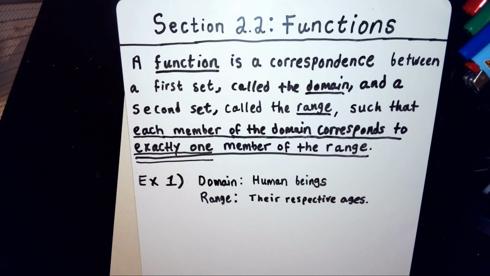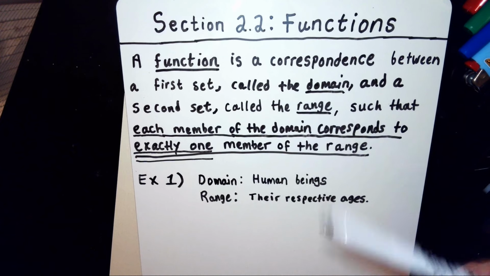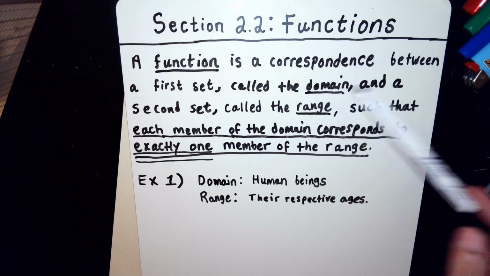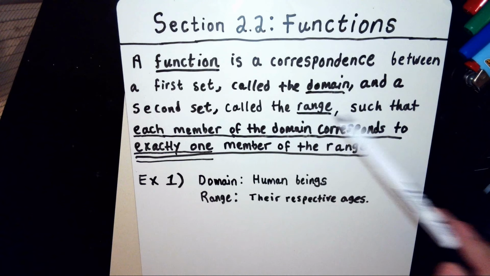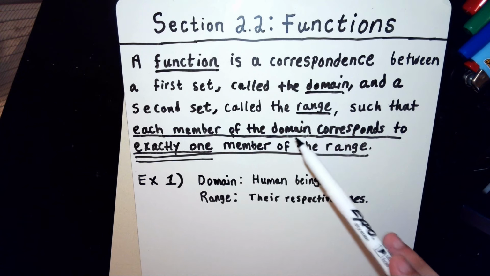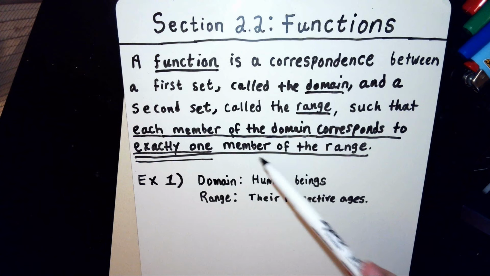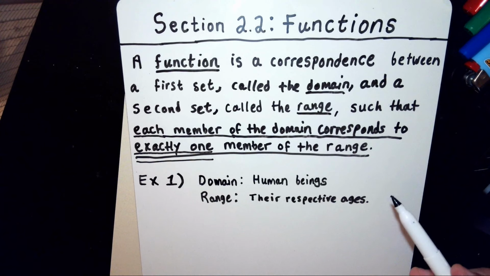In this video, we're going to look at section 2.2, functions. So to begin, let's define what a function is. A function is a correspondence between a first set called the domain and a second set called the range, such that each member of the domain corresponds to exactly one member of the range. Now that's a lot to take in all at once, so why don't we break it down piece by piece.